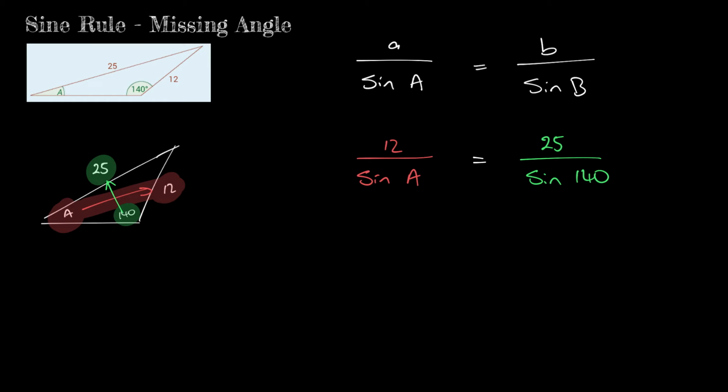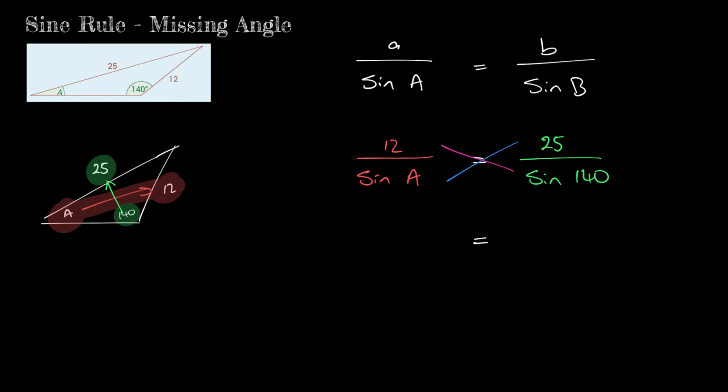Okay, so when you have a fraction equals a fraction, you can cross multiply. When we cross multiply, what we mean is that the equal sign stays where it is, in the middle, and we multiply the diagonals. So we're going to multiply sine A by 25, you can see that there in blue. And we're going to multiply 12 by sine 140.